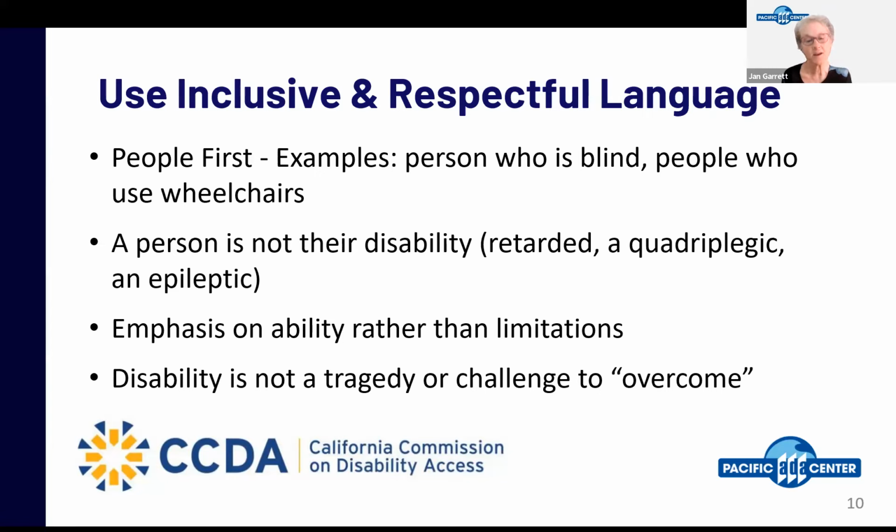And also understand that while disability may be difficult at times, it is not a tragedy or a challenge to overcome. We live with our disabilities day in and day out. And if the world is more accessible to us, then it's actually just part of our identity, something we move through the world with. So make sure that you understand that it's not a tragedy for us.